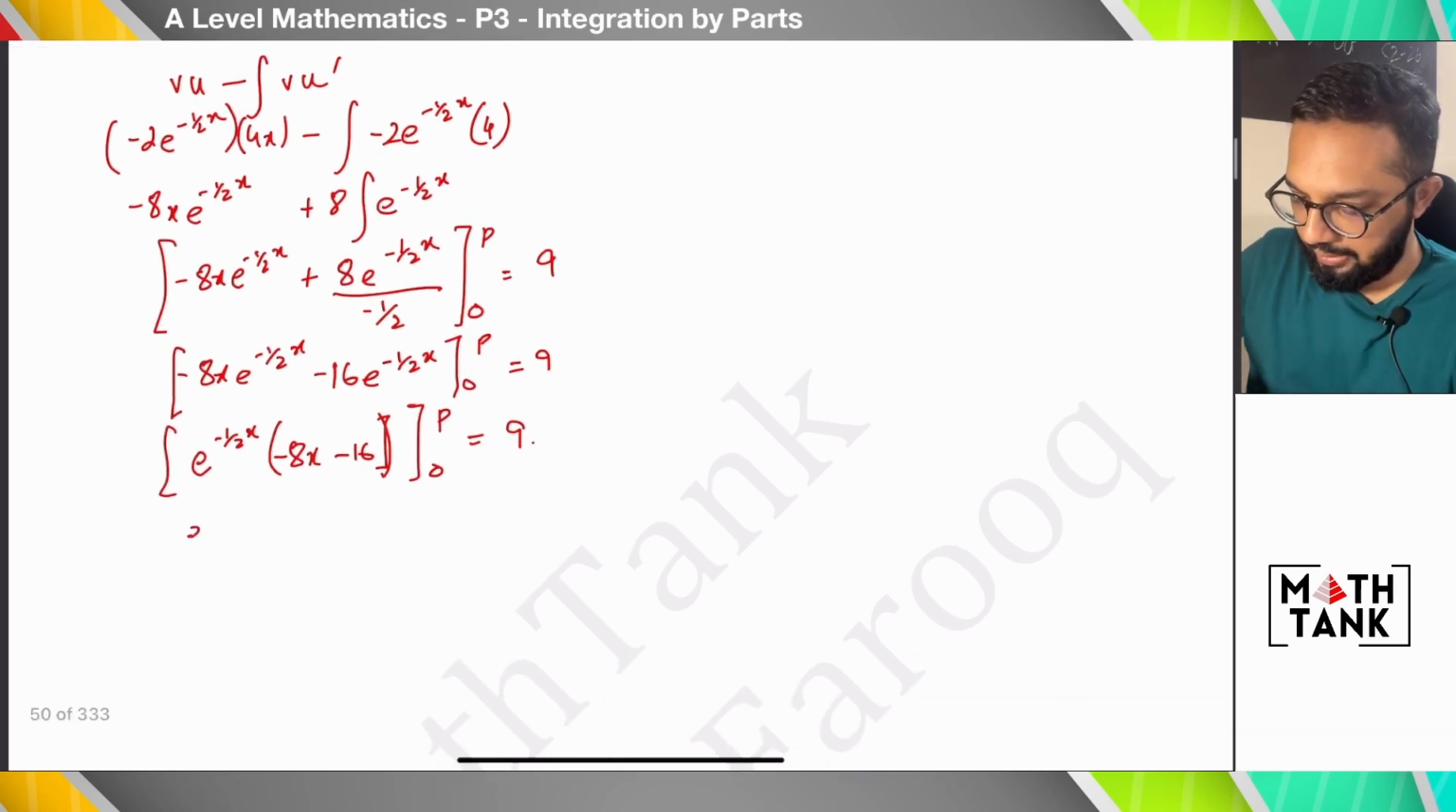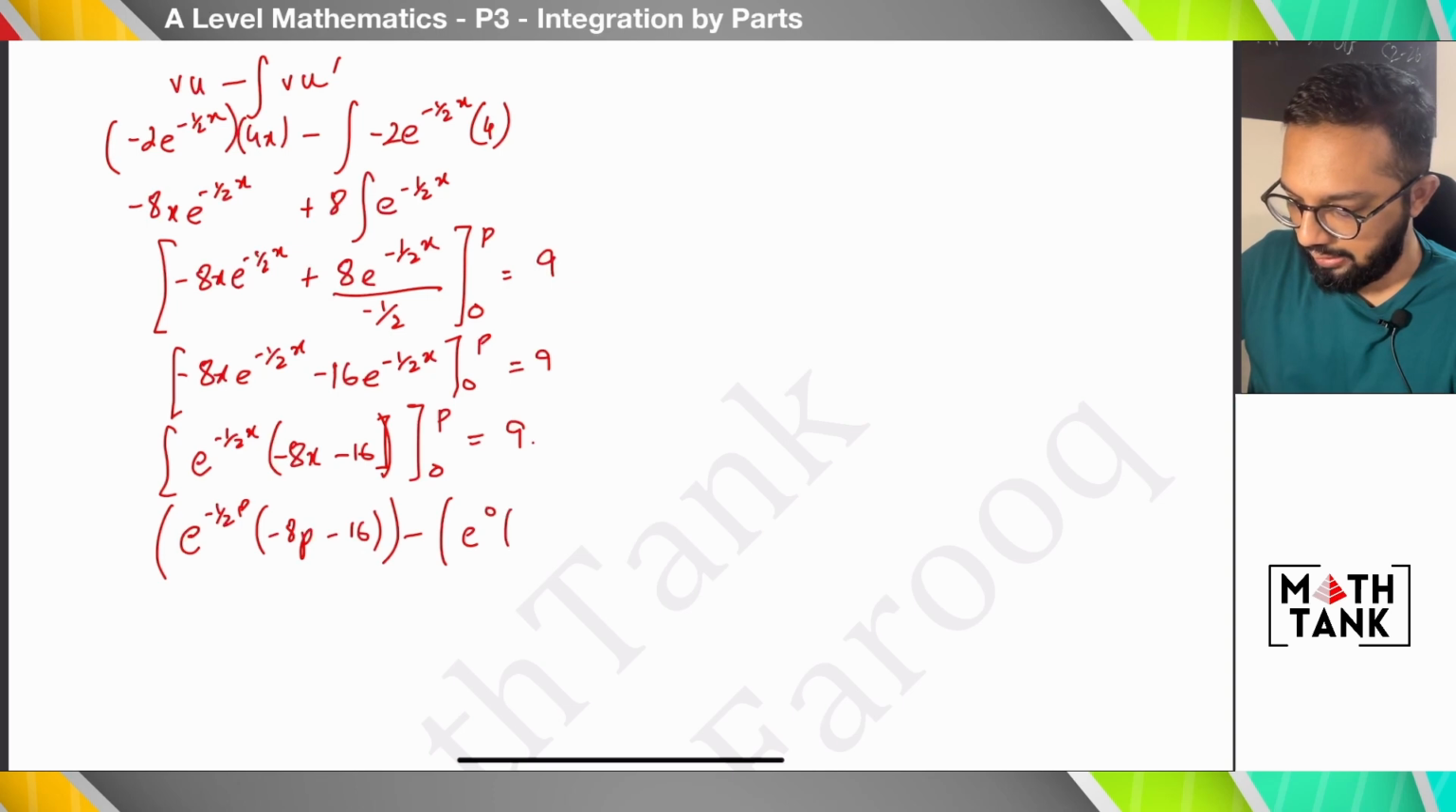Okay, applying the limits, e power minus half p times minus 8p minus 16, and that's the upper limit. E power 0 and minus 8 into 0 minus 16 equals 9. So this gives me plus 16 at the end of the day.